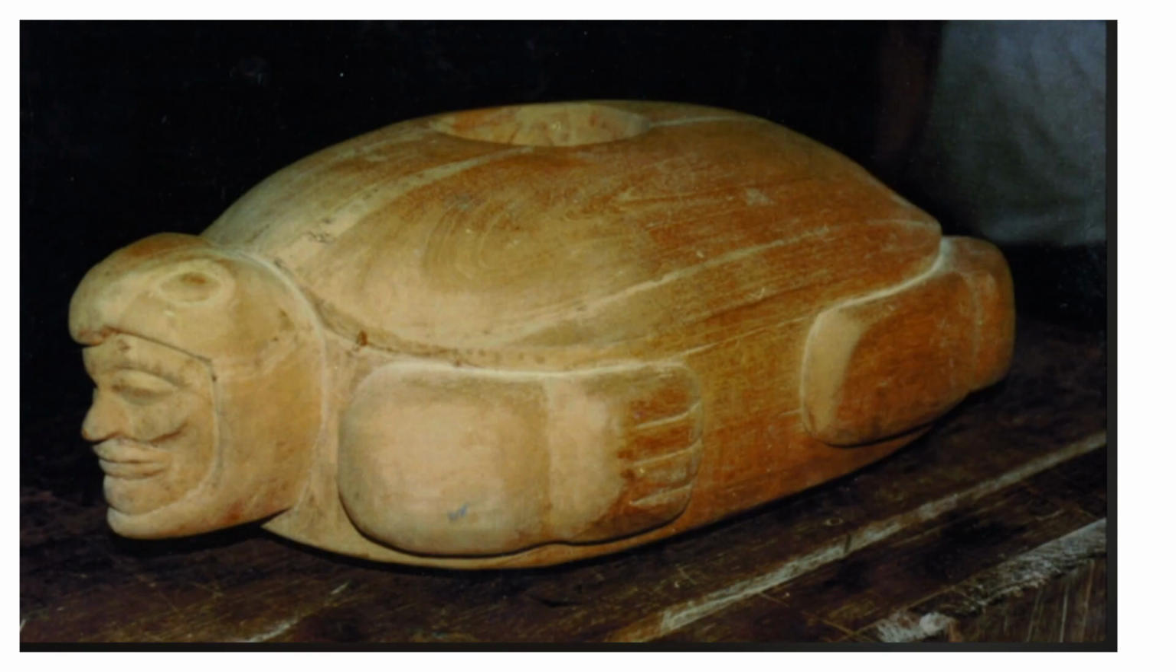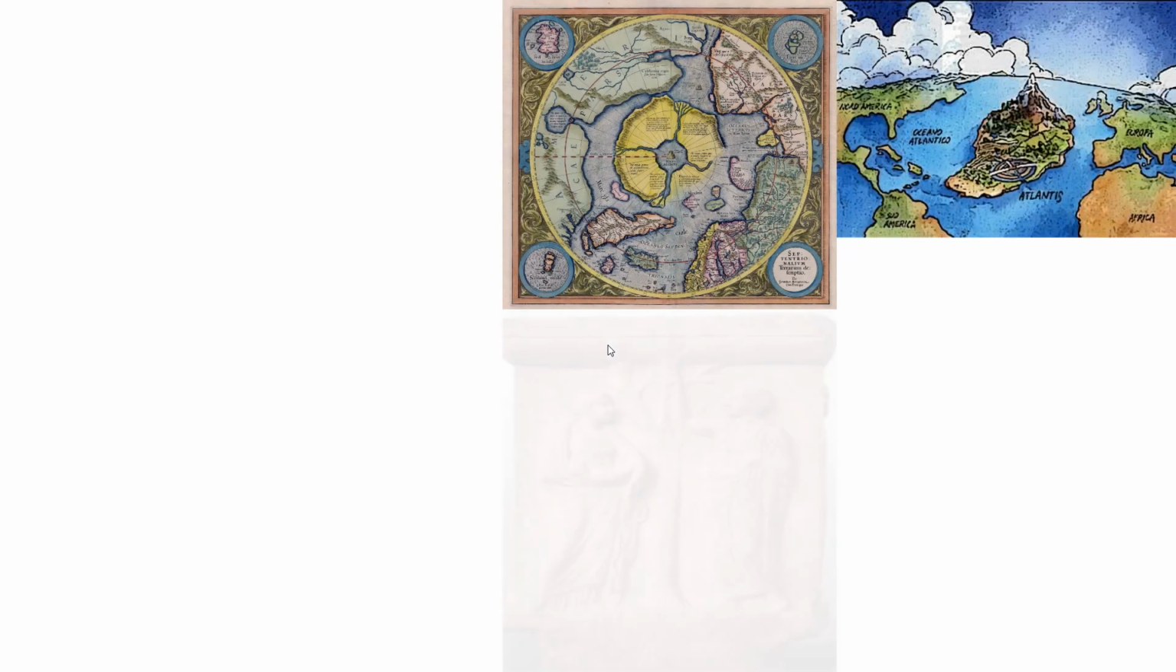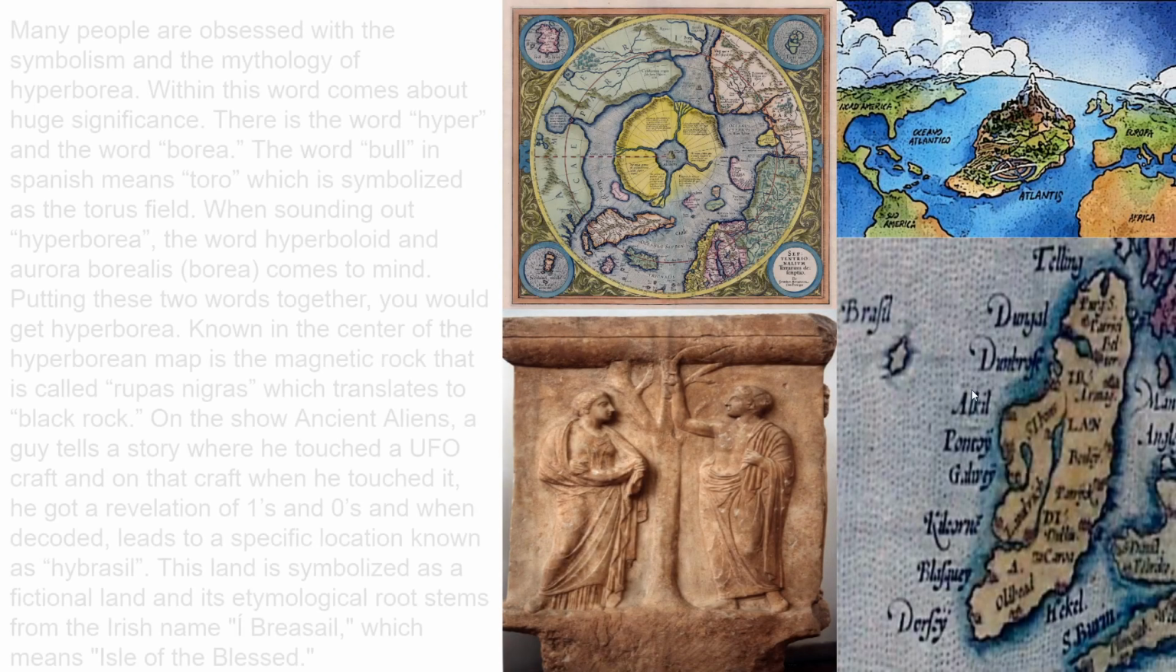So here's the artifact that was found. It's a man with a turtle shell and a turtle body in union. And this is symbolizing, you can say, the torus field within man. It can also symbolize a number of other things as well, but this is definitely symbolizing the torus field within man.